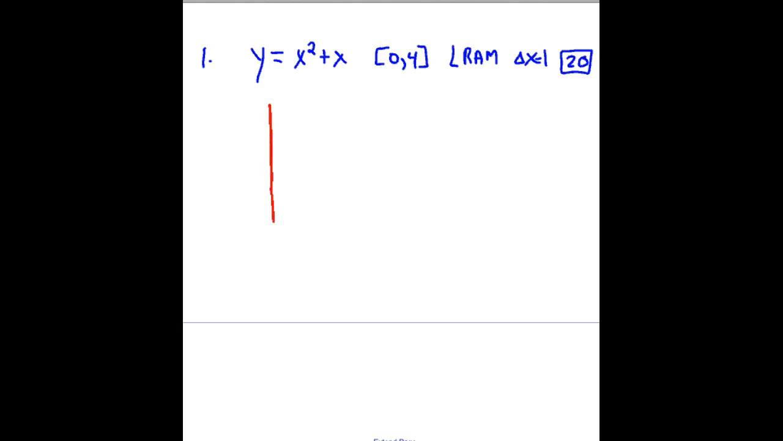So I'm going to sketch x squared plus x, that's my function, on the interval from 0 to 4. You can use your calculator to help you sketch it if you would like. It's a very steeply inclined parabola that opens up. Then you're going to drop this down and lightly shade that in.